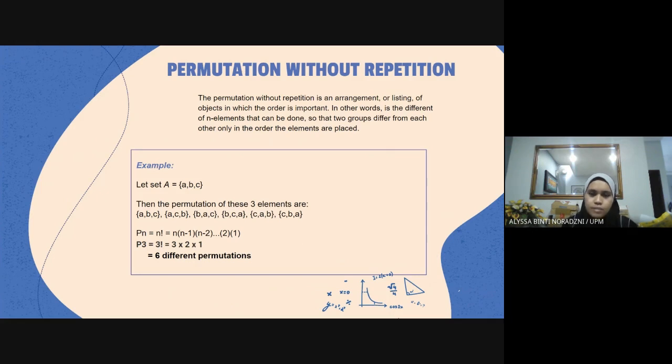In this example, we know that one of the possible permutations is ACB, and n equals 3, and therefore P3 equals 3 factorial, which is 3 times 2 times 1, equal to 6 different permutations that could be formed. In other words, there are 6 different ways that 3 letters could be arranged out of 3 letters.